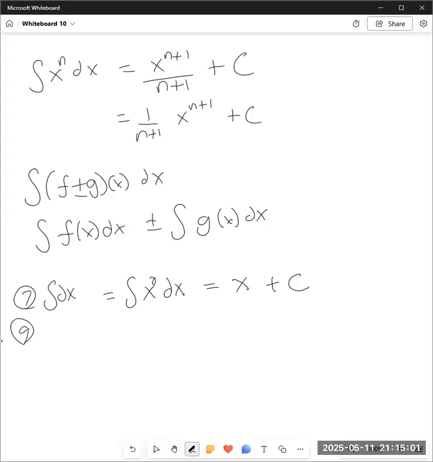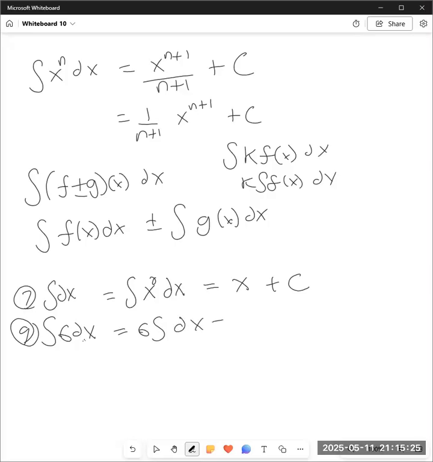Let's take that and write 6 dx. I didn't tell you, but the integral of k times f of x dx is k times the integral of f of x dx. So constants can pass through as long as they don't have this variable there. So this is the same thing as this. So 6 times all of this is 6x plus a constant.